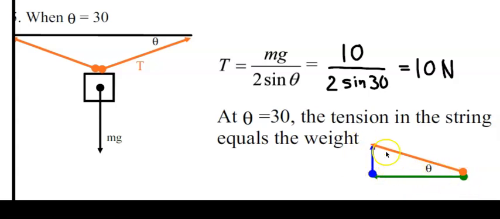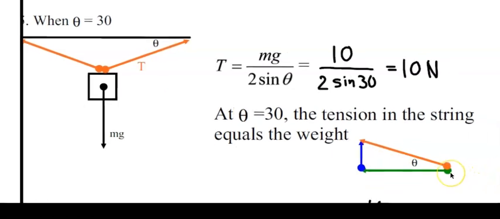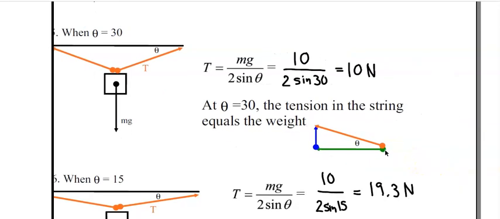The blue component is what holds up the box. The horizontal component does not hold up the box. It would be trying to pull it to the side, and there would be another one over here in its mirror image, canceling it out. Let's take a look at 15 degrees.